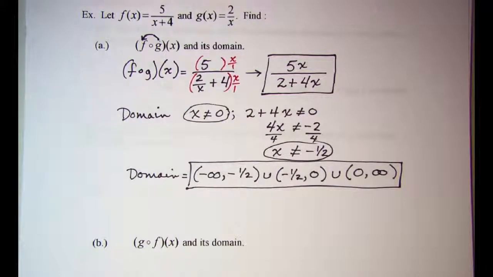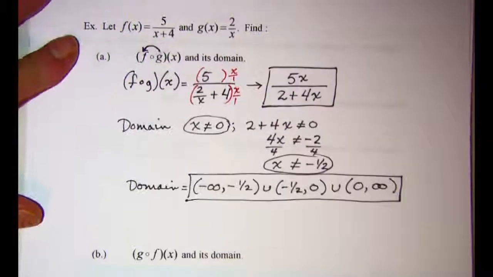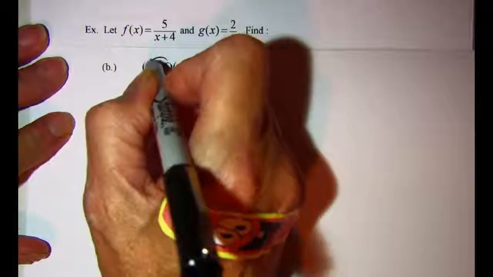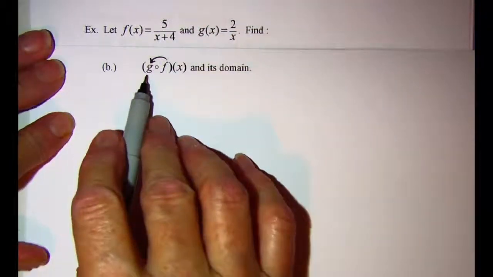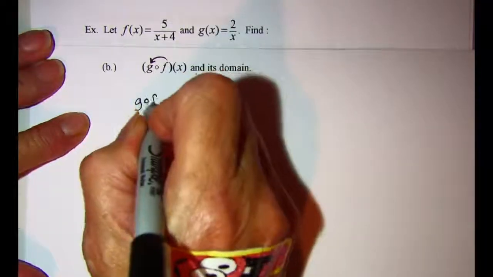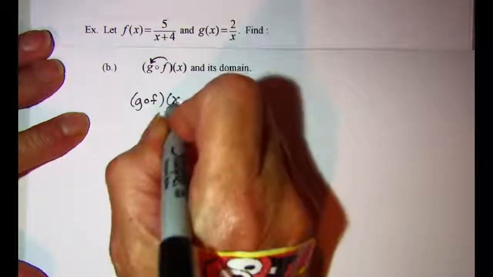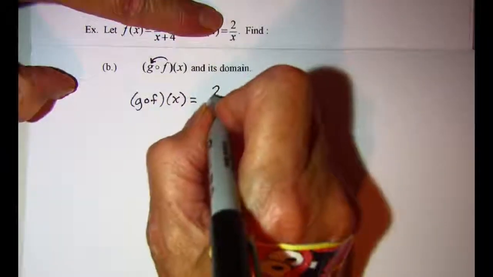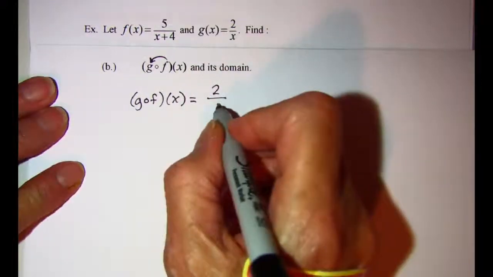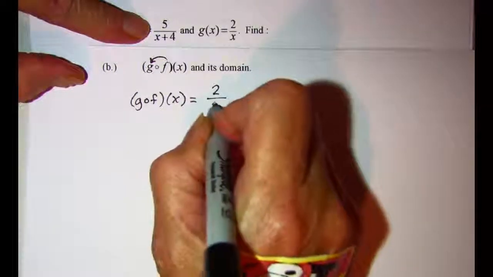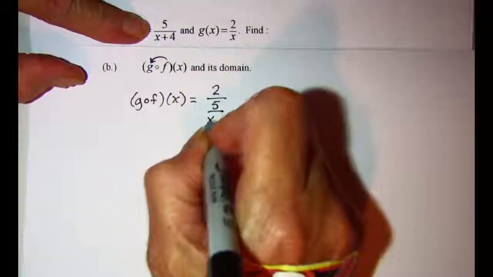So for our second part, g composition f, we'll be putting f into the g function. So we'll start writing our g function first. So g composition f is equal to, our g function is, and in place of x, we'll write our f function, which is 5 over x plus 4.